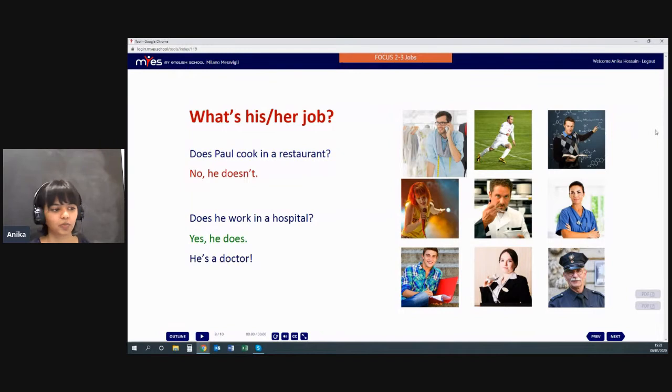Okay, so let's practice some more. What's the profession of the next person? In the second row, first photo, she's a singer, right? A singer.